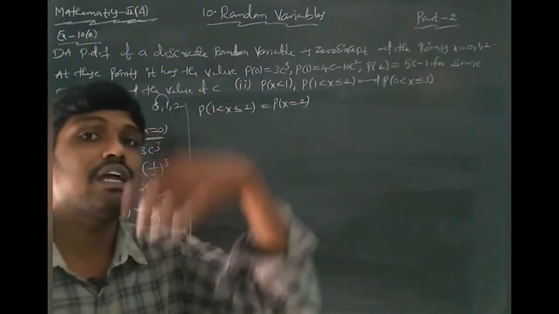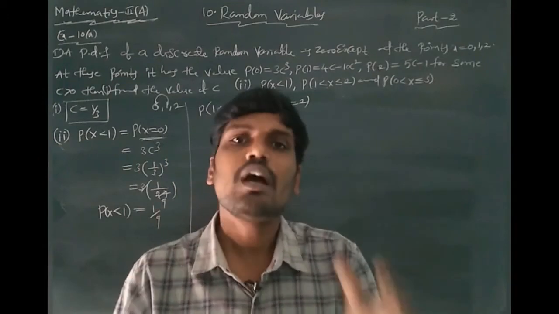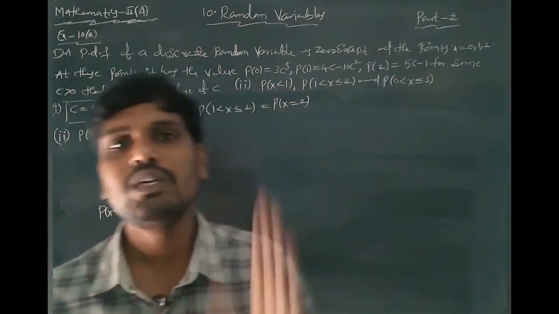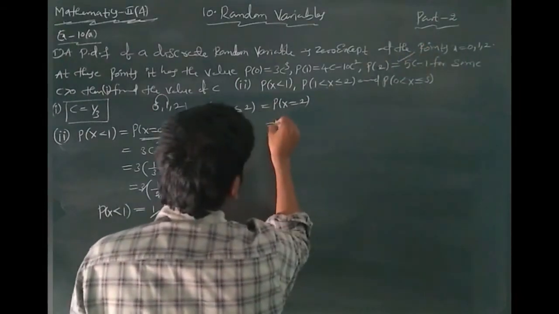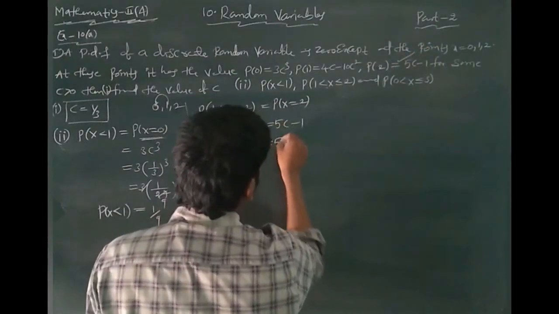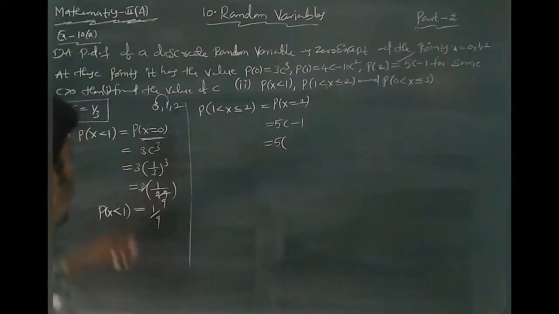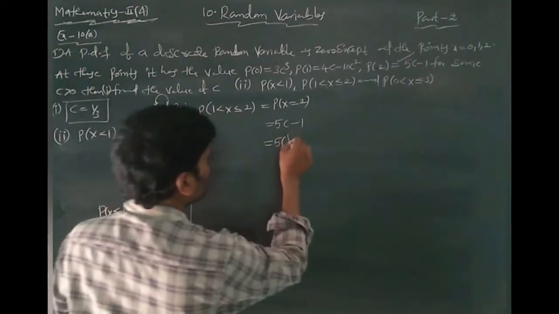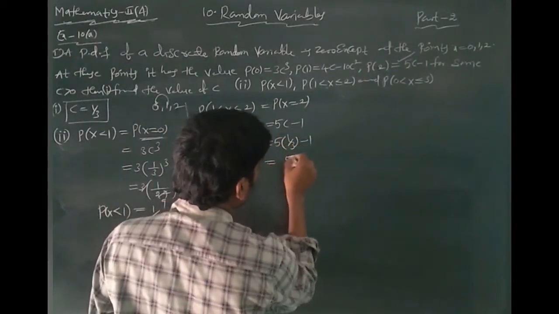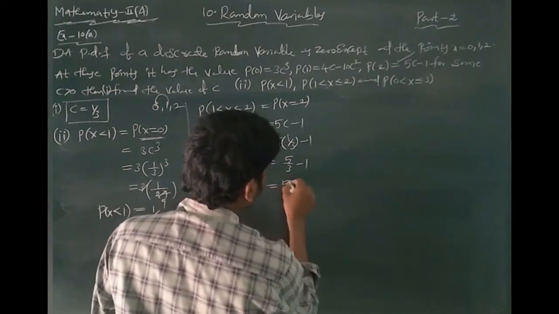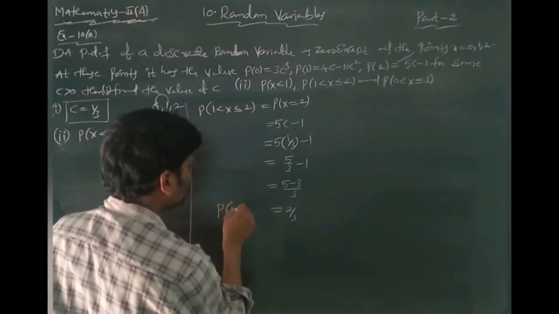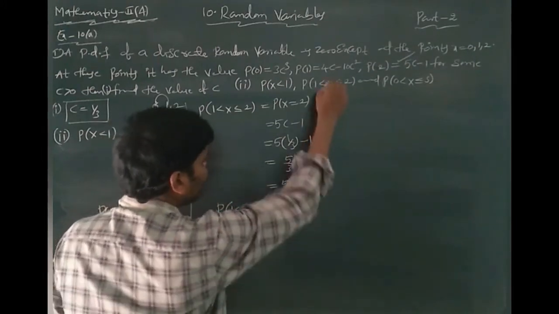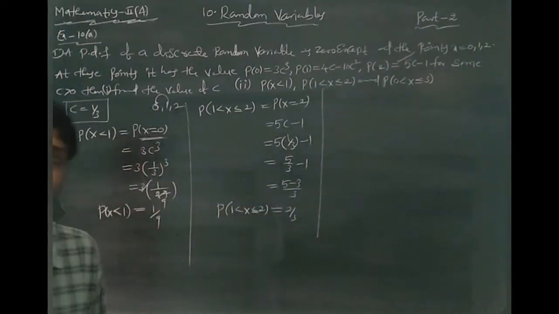More than 1 and less than or equal to 2, you get only 2 is possible. P of x equal to 2 is nothing but P of 2. P of 2 value is 5c minus 1. What is the value of c? C value is 1 by 3. So 5 by 3 minus 1, you can write 5 minus 3 by 3, you can write 2 by 3. This is the value of P of 1 less than x less than or equal to 2.